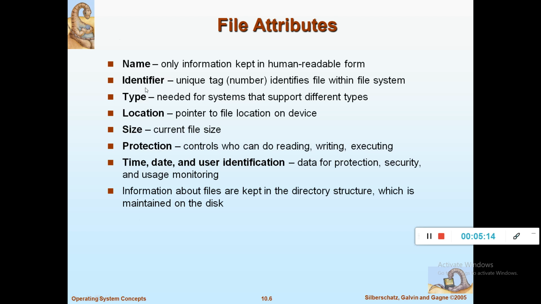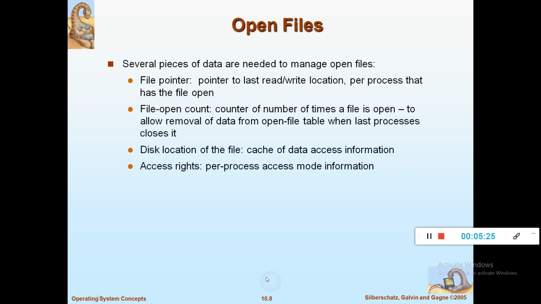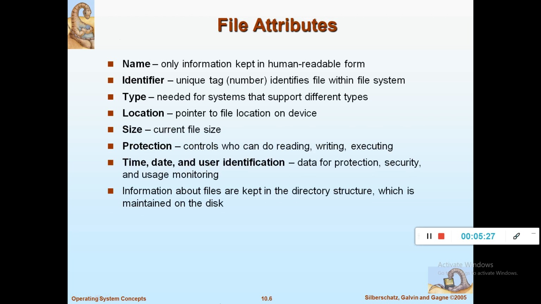Once the file is created, names are going to be referred to by the users, and the system cannot identify the names. So for that, for each file we are going to assign one identifier. It is a unique tag that identifies the file within the file system we are going to maintain.